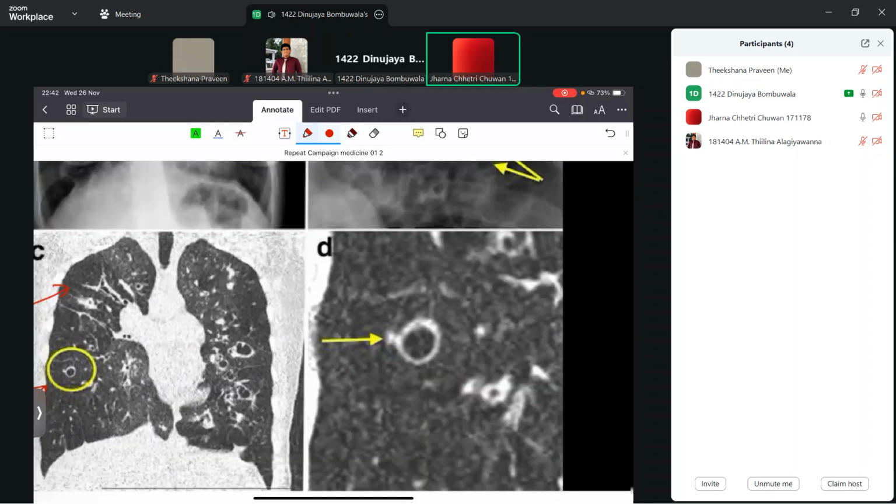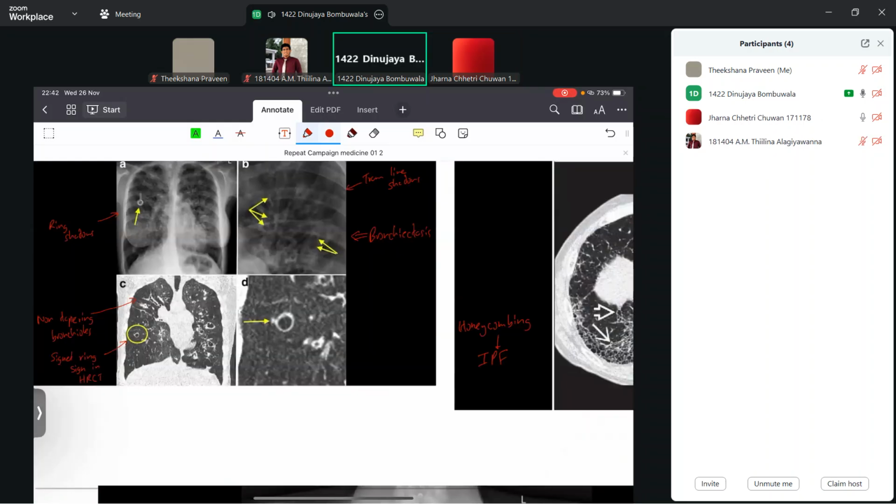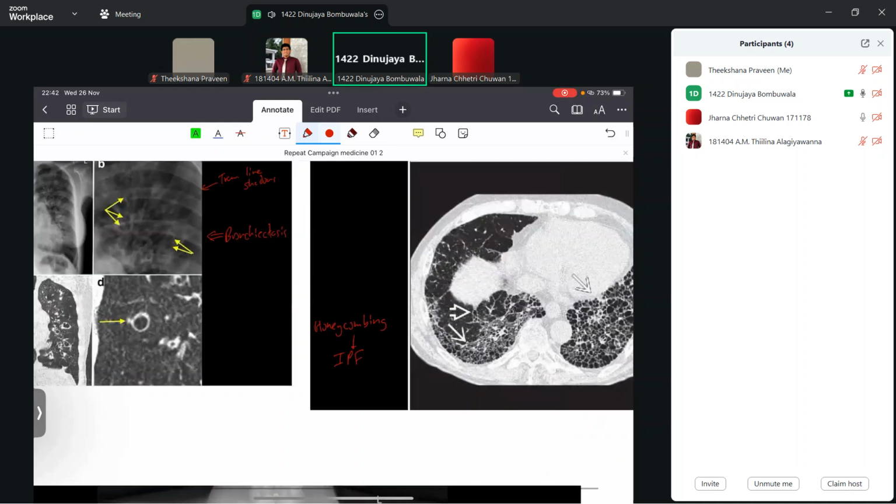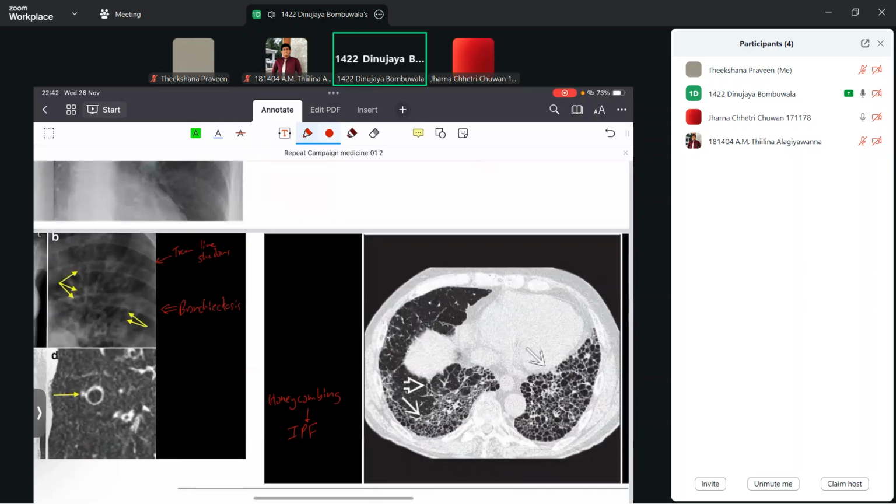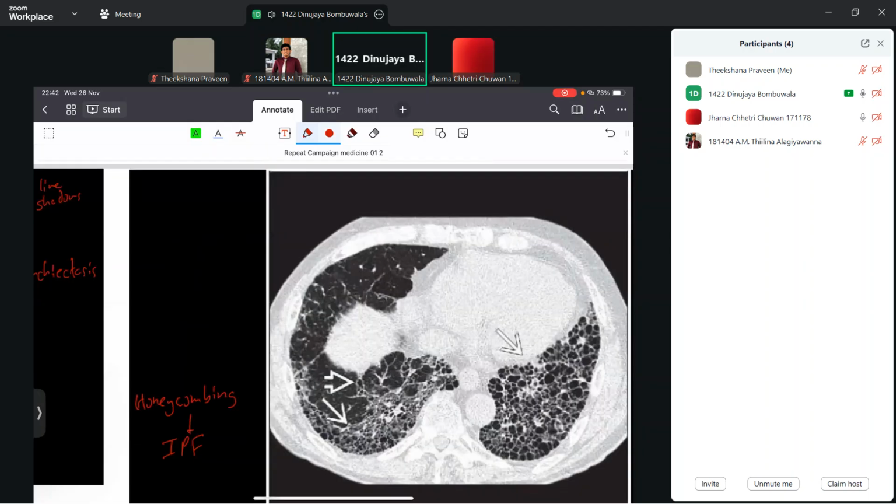Right. In idiopathic pulmonary fibrosis, so ILD, there will be honeycombing in CT. We do a HRCT, high resolution CT, and there will be honeycombing like this.